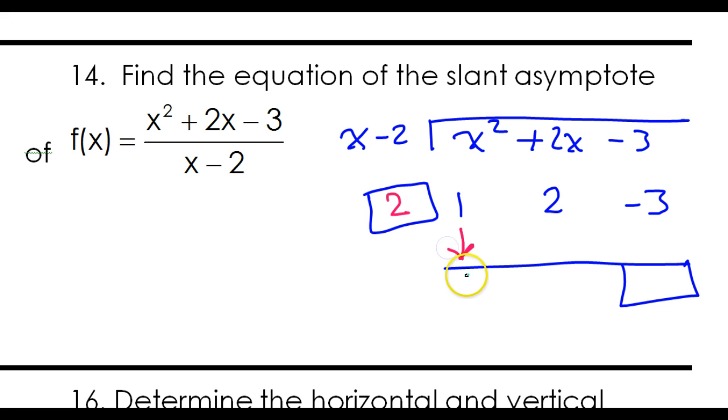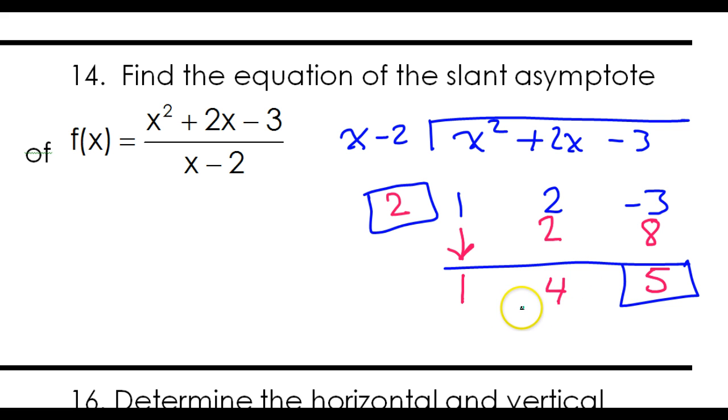And what I do is I bring down this first 1. 1 times 2 is 2. Put that here. Add these together, you get 4. 4 times 2 is 8. So I get 8. If I add these together, I get 5. So I do have a remainder of 5, which is necessary. If this had been 0, then I wouldn't be looking at a slant asymptote. I'd be looking at a hole.